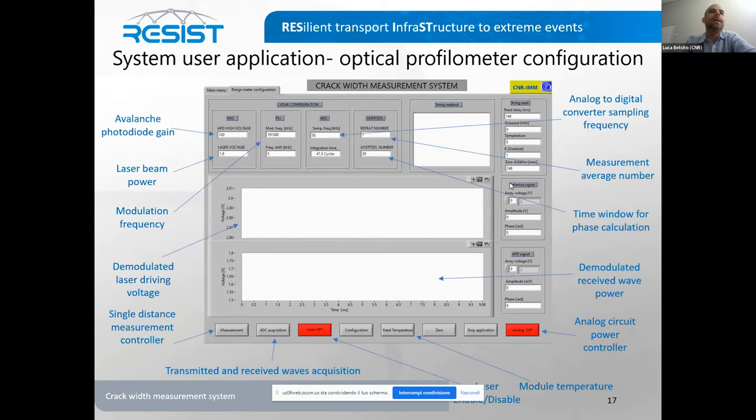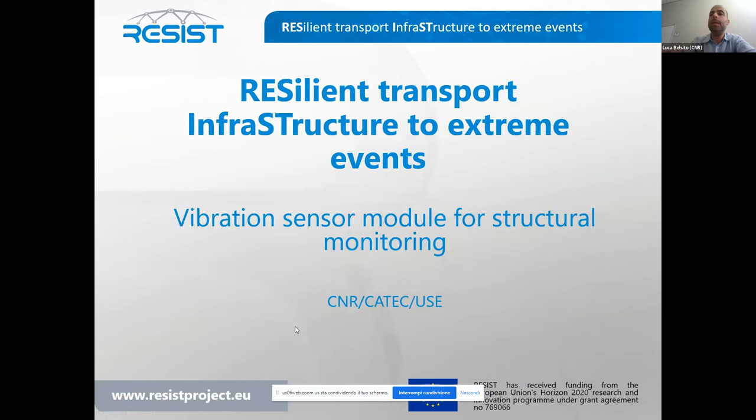So for the indirect phase measurement, starting from the top, we have here the gain of the receiver, the power of the laser used, the modulation frequency, the sampling frequency for the analog to digital converter, the parameters for the Goertzel algorithm, and we have the possibility to enable and disable the laser and start the measurement. We can move now to the third and final module.